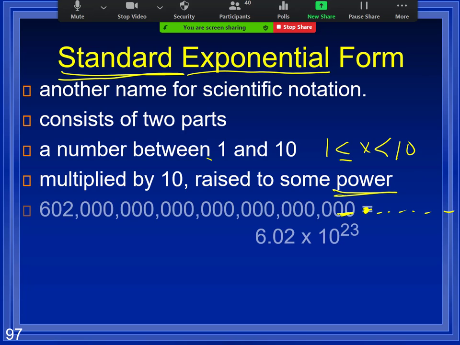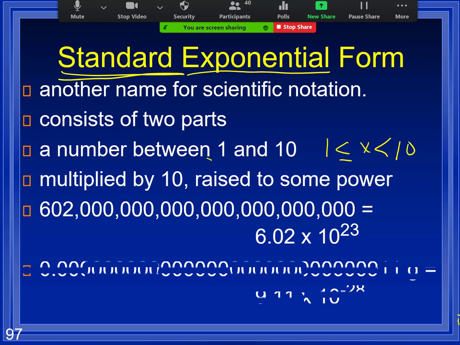So that really big number, instead of trying to type 21 zeros at the end, 6.02 times 10 to the 23, 10 to the 23rd. So if you multiply 6.02 times 10 23 times, you'll get that number. It's a big number.